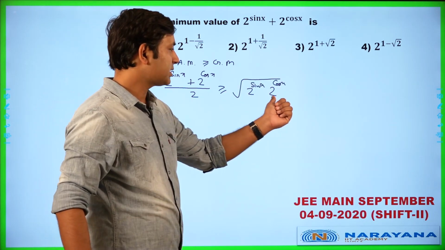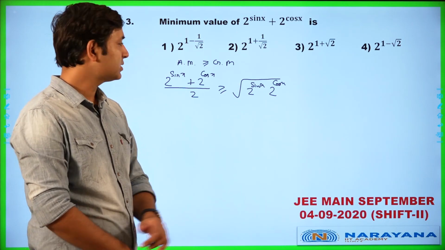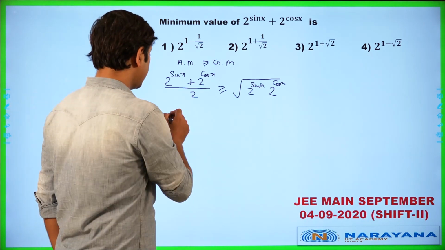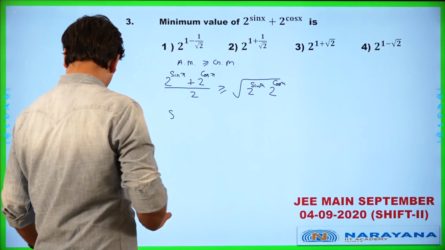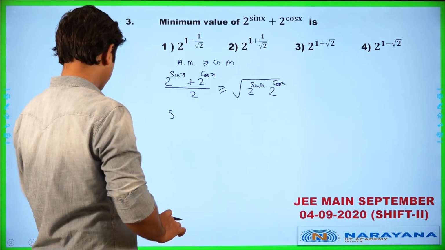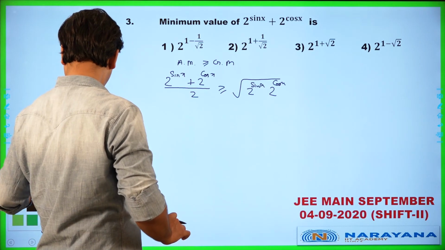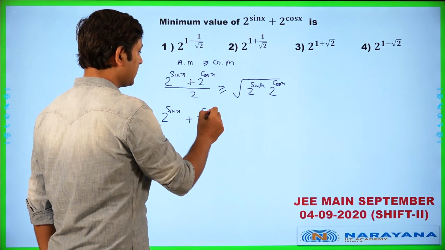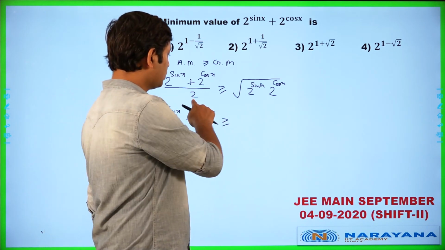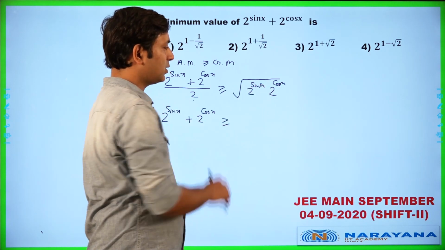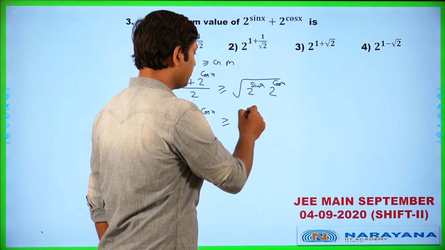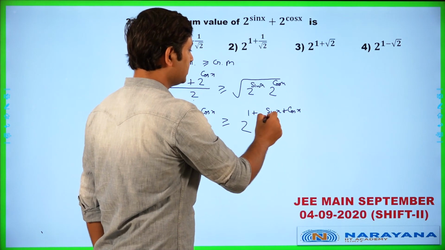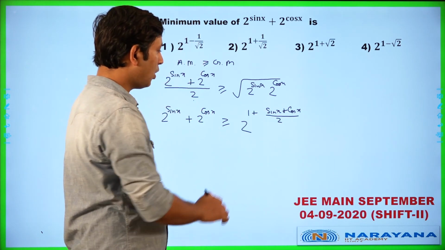Now, multiplying 2 to the power sin x and 2 to the power cos x will give us 2 to the power sin x plus cos x, whose square root will give us 2 to the power (sin x plus cos x) upon 2. We will write the expression: 2 to the power sin x plus 2 to the power cos x is greater than or equal to 2 to the power 1 plus (sin x plus cos x) by 2. All this is in the power.